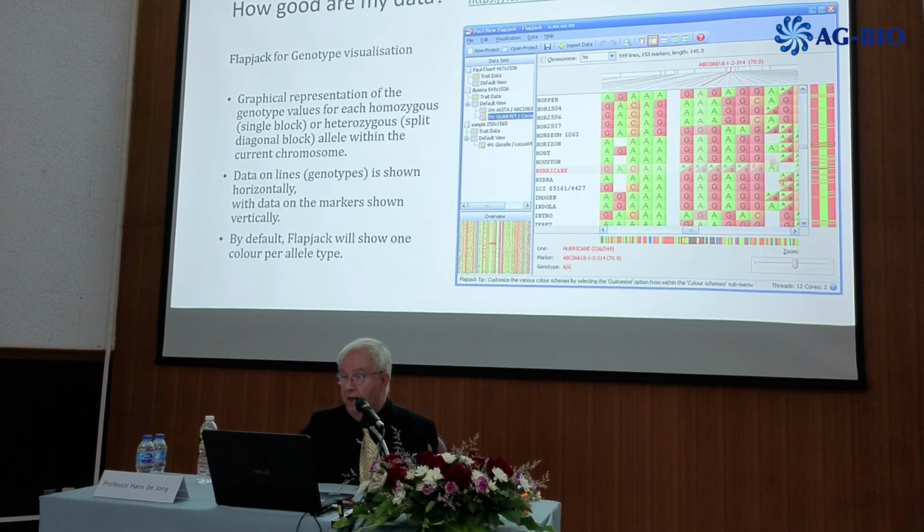Very, very powerful. And as you can see here in this example, you see which have the A, which have the G, which are missing data, which have to be removed. And in this case, you see the situation that the plant is heterozygous.